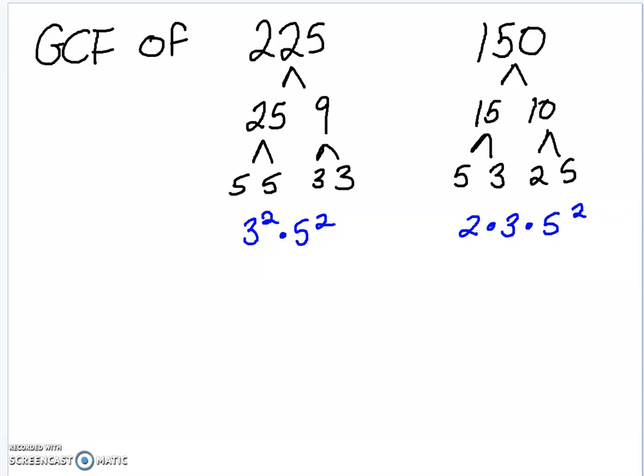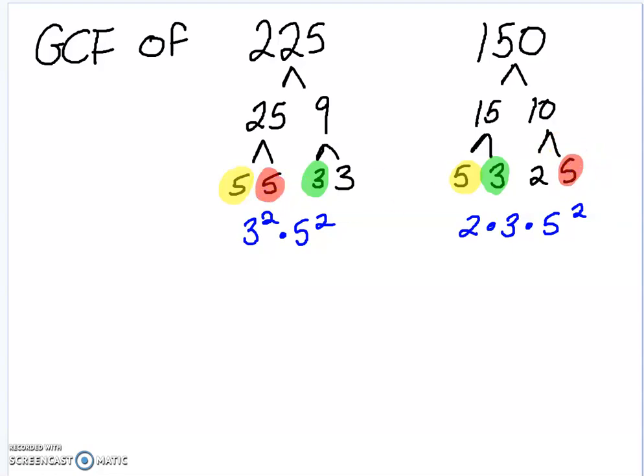To find the greatest common factor, we are looking for what values are common between both trees. So we see that there's a 5 and a 5, so there's at least one 5 that is common. There's also a 3 and a 3 that is common, and another 5 and 5 that is common.